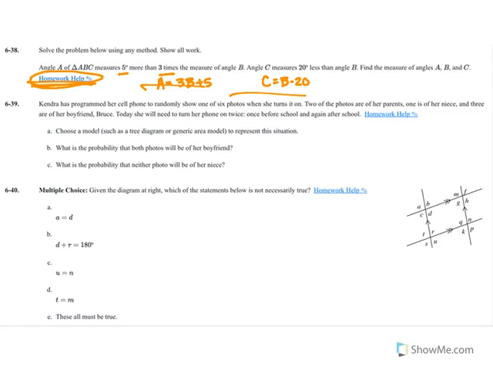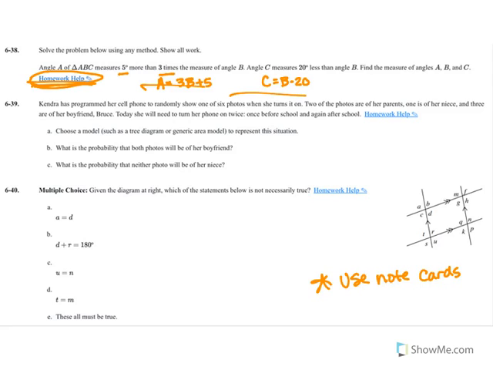The last one that you have for homework says, given the diagram at the right, which statements below are not necessarily true? This is a multiple choice question, so I'm not really going to go through this with you, but make sure you use your note cards on this question. You should know things like T and U are vertical angles. Q and H are alternate interior angles. R and B are corresponding angles. R and D are same side interior angles. You should know those kind of things for this question.